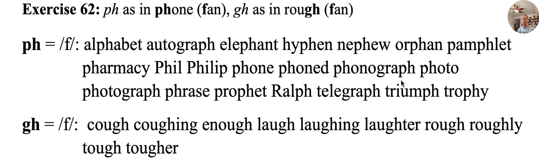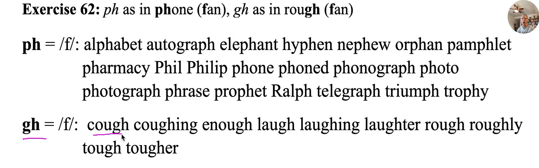The next one, it's going to divide right there. Triumph. When you win, you triumph. Notice the long I there at the end of the accented syllable. Then we have trophy. Trophy. The person that won the bicycle race won a beautiful trophy. Now we're going to do the GH that has the F sound.